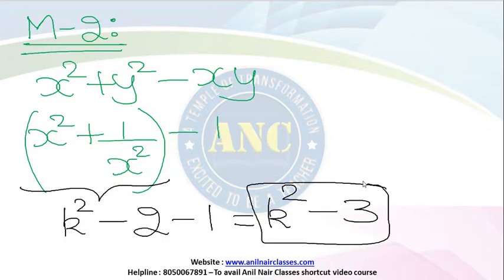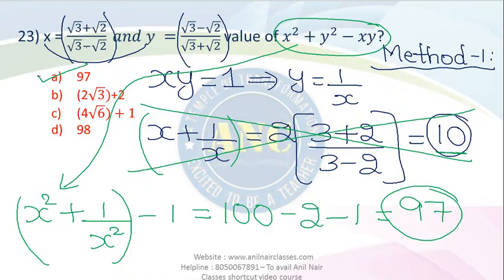If you observe the answer options, the only option which is of the form k square minus 3 is option A, 97, and that is the correct answer for this question. Option D is k square minus 2, but it should be of the form k square minus 3. First of all, option B and option C can be easily eliminated. That means the answer for this question is option A, 97.